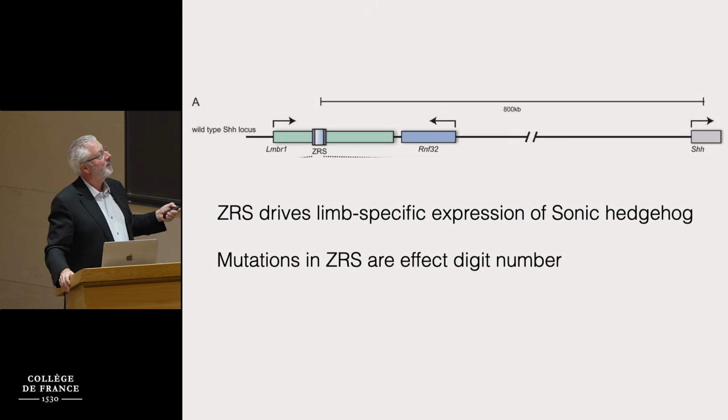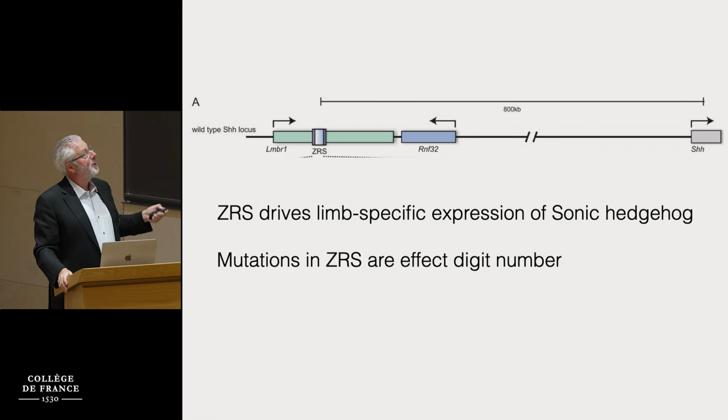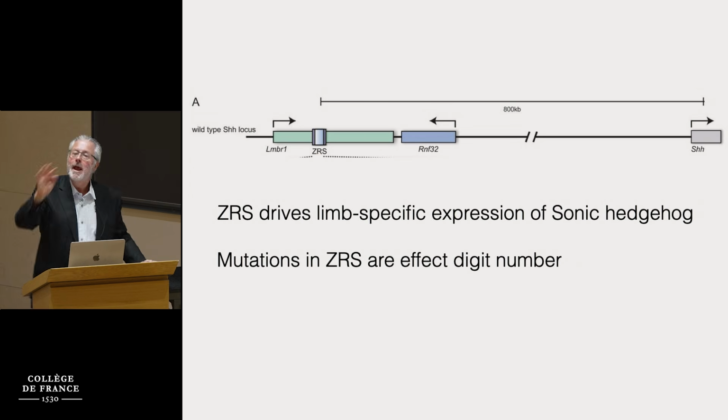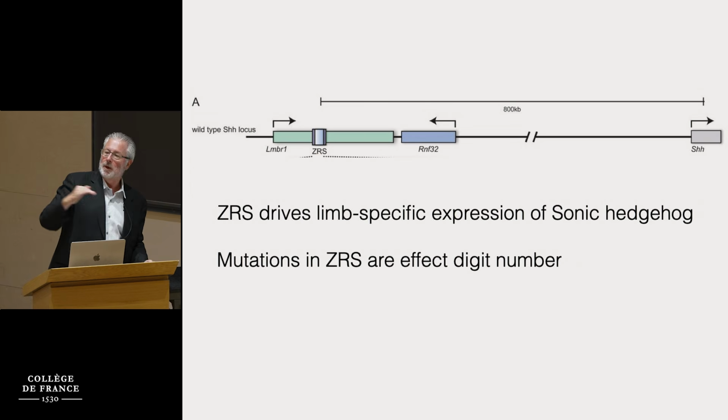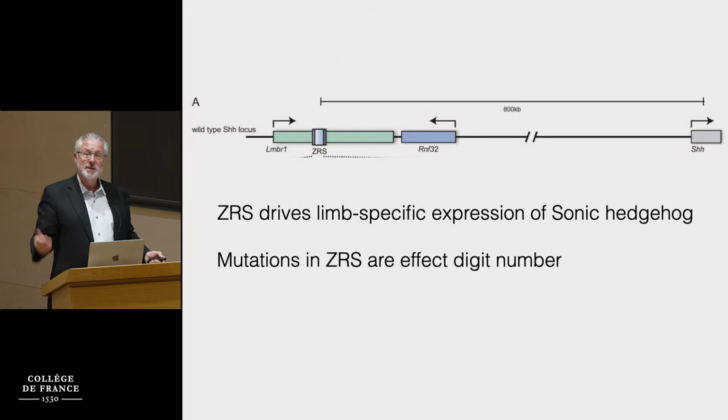And so it's been discovered that the ZRS drives limb-specific expression of the gene, which I showed you is on one side. Furthermore, mutations in this affect digit number. They can cause extra ones, cause fewer. Here's what's beautiful, and this is what fits into what I'm telling you. If we look at the ZRS, is it present in humans? Yes.